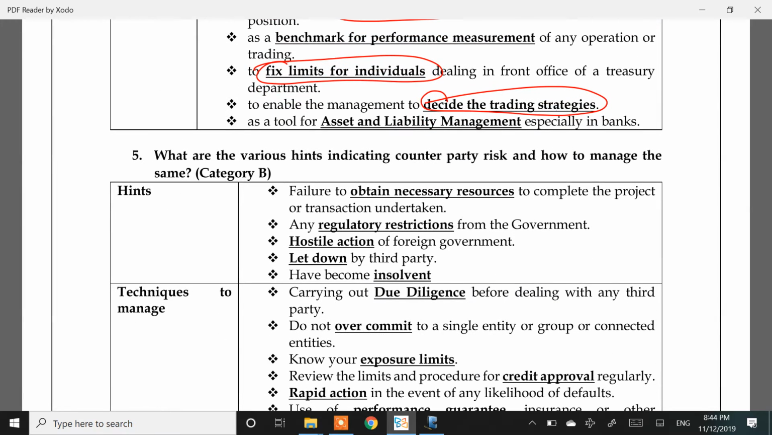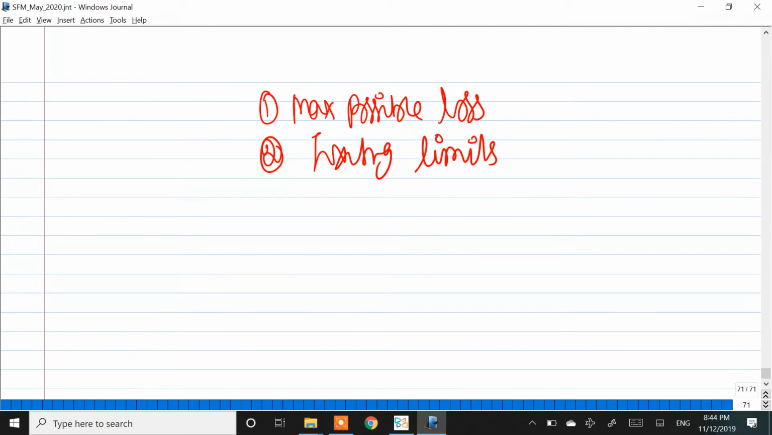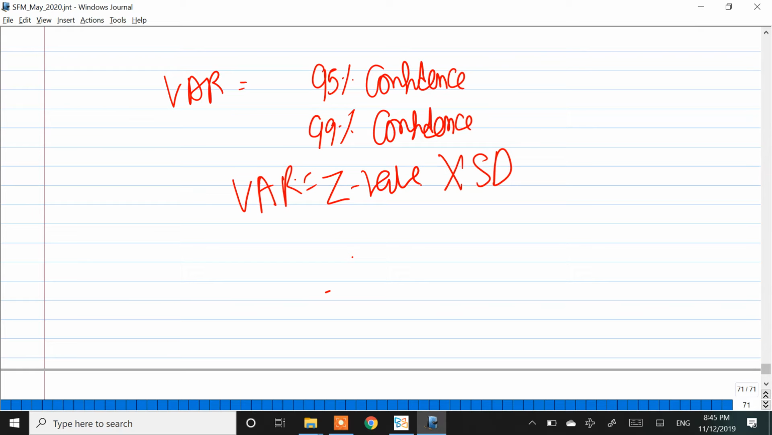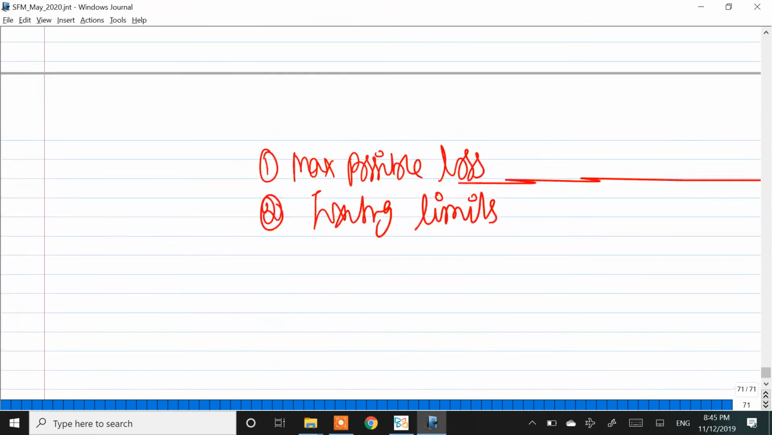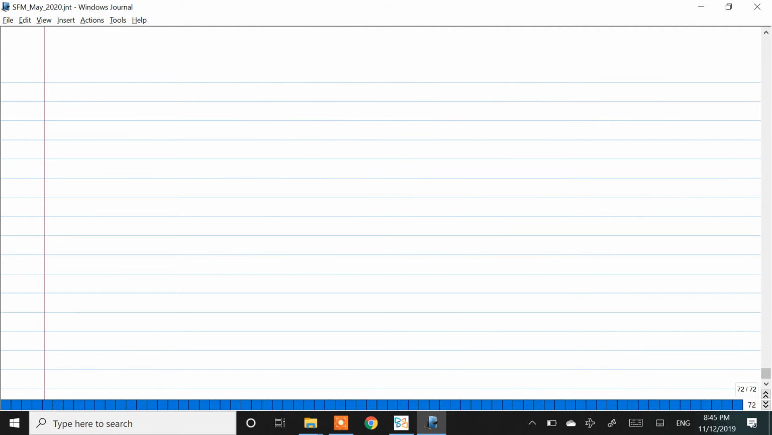Now, what are the various hints indicating counterparty risk and how to manage the same? I've already talked about what is a counterparty risk. A counterparty risk is the inability of my customer to pay off the money for the goods and services, or if I've given a loan to someone, he is not paying me. So what can indicate that a counterparty risk is going to happen?